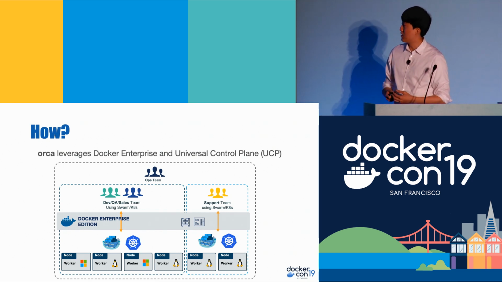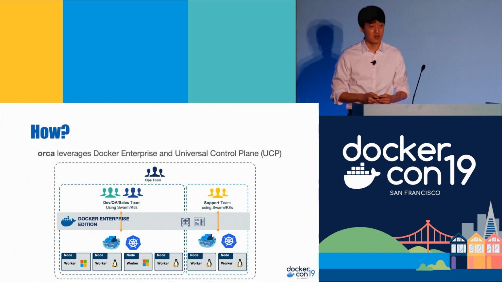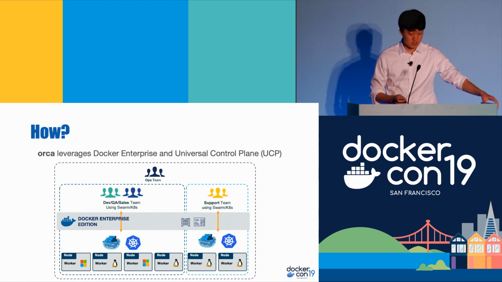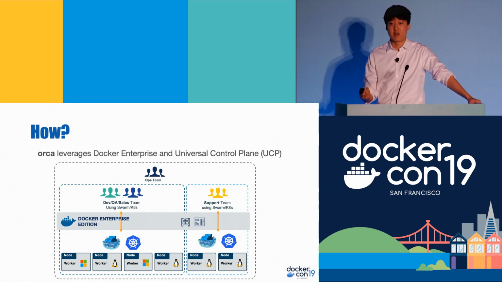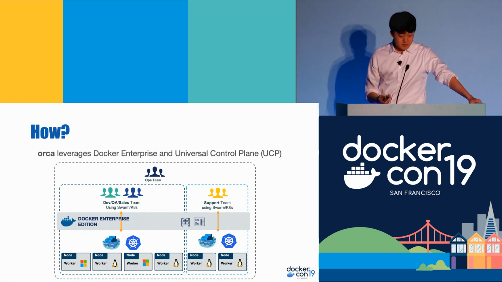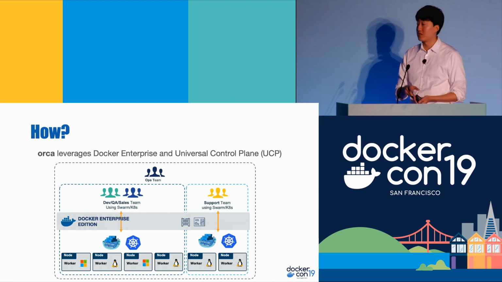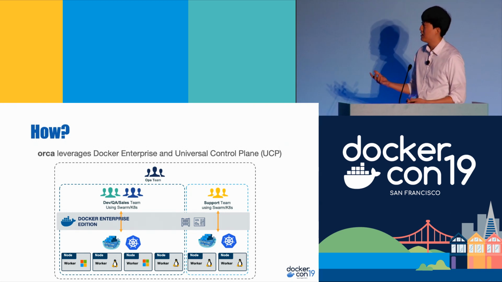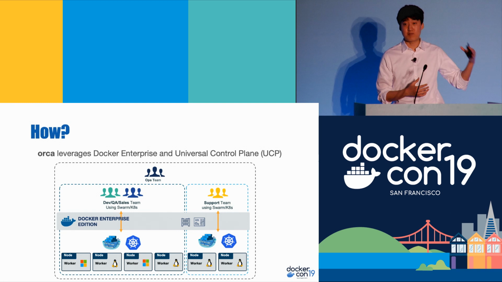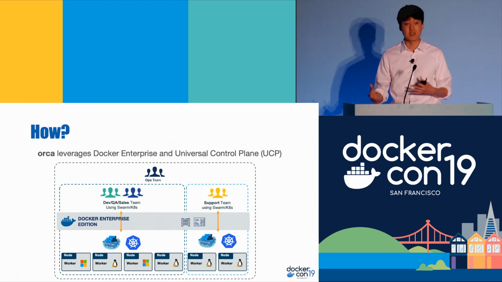We rely on UCP, which is the Universal Control Plane, a product by Docker, which is a management layer on top of either Swarm or Kubernetes. So we have multiple clusters of container orchestration layer inside of Splunk. And then we're able to separate it by teams and also by usages, right?